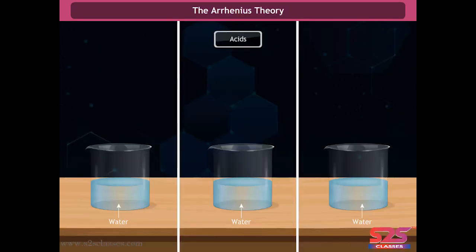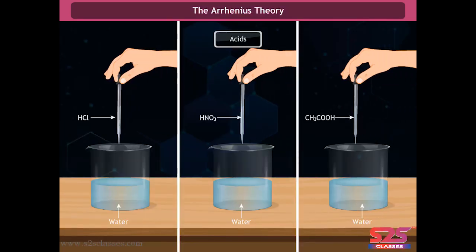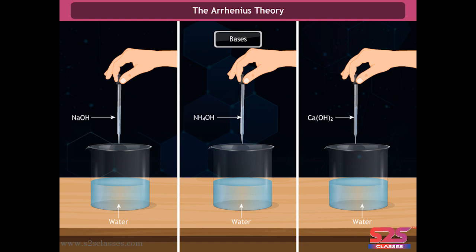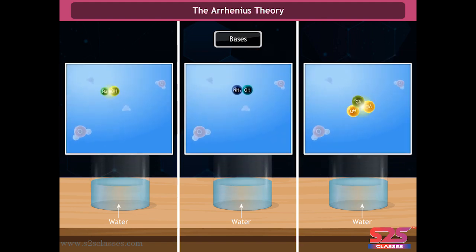The Arrhenius Theory. According to the Arrhenius concept, an acid is a molecular substance that breaks up in aqueous solution into hydrogen ions and anions. An Arrhenius base is defined as a substance that releases hydroxide ions in aqueous solution.